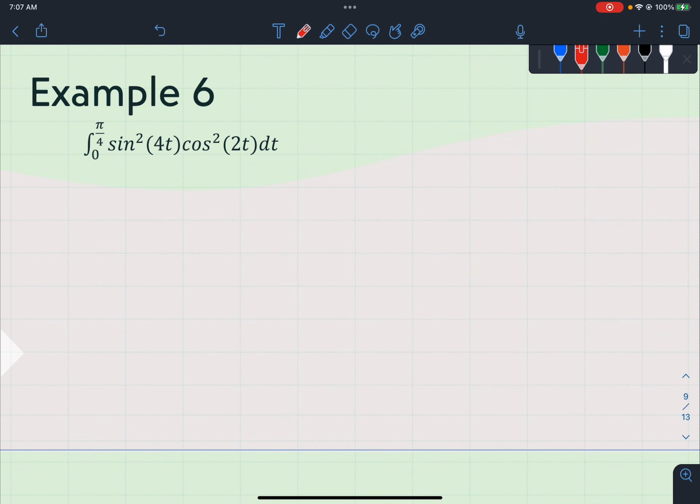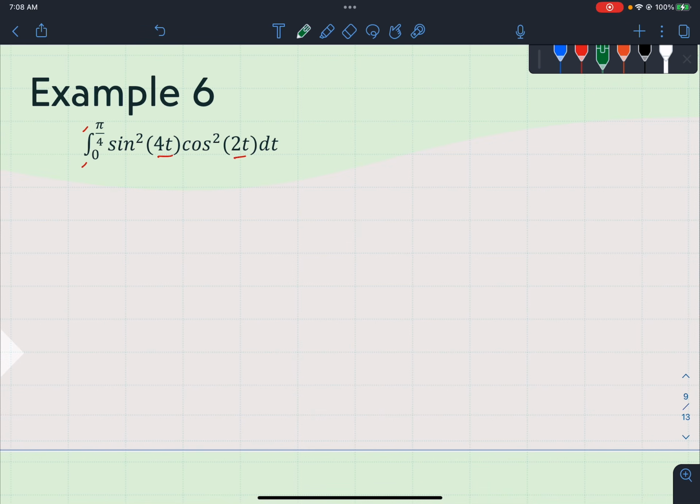Example number 6. There are multiple flags for this one. So the lower limit is 0, upper limit is pi all over 4. At the same time, they don't have the same angle. So we cannot use substitution right away if the angles are not the same. So the thing that we need to do here is make the angle the same first. So how should we do that one? To do that, we need to use some identities.